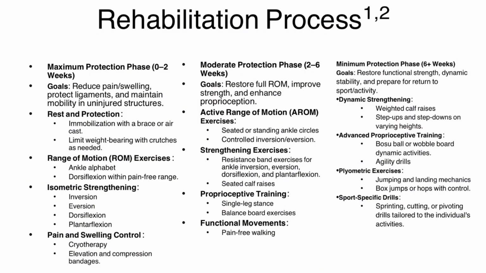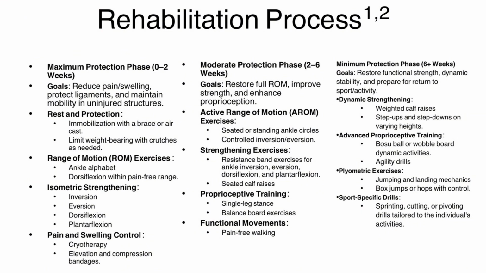And then in the minimum protection phase, the goals here are to restore functional strength, dynamic stability, and prepare to return to sports, activity, or everyday life. So we will start dynamic strengthening, advanced proprioceptive training, plyometric exercises, and if they're an athlete, you can start with the sport-specific drills.